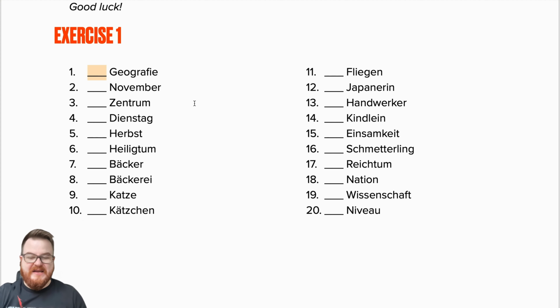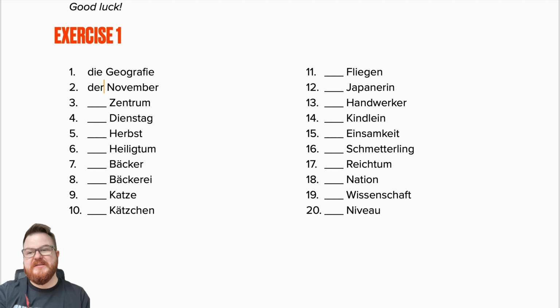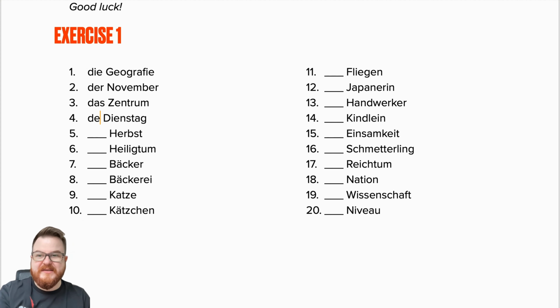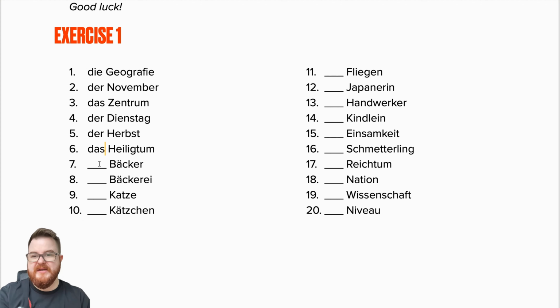Geographie ends with ie. That means it must be feminine. Die Geographie. November is a month of the year, and they are all masculine. Der November. Zentrum ends with um. That means it must be das Zentrum. Dienstag is a day of the week, therefore it is masculine. Herbst is a season of the year, therefore it is masculine. Heiligtum ends in tum. That means it's neuter. Der Bäcker is a job title for a man, so it is der Bäcker.